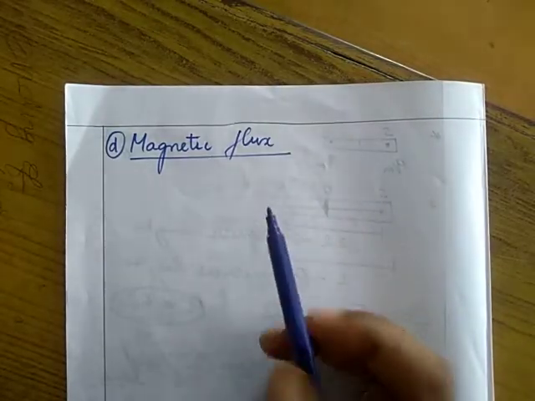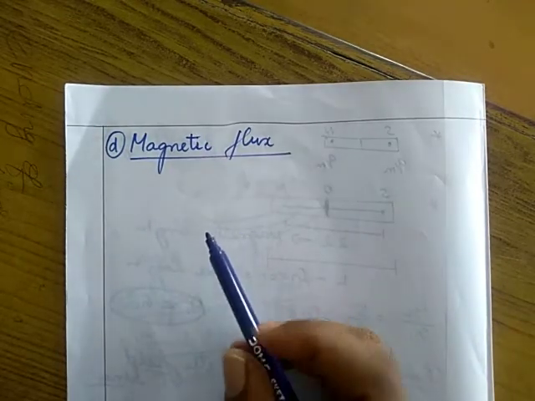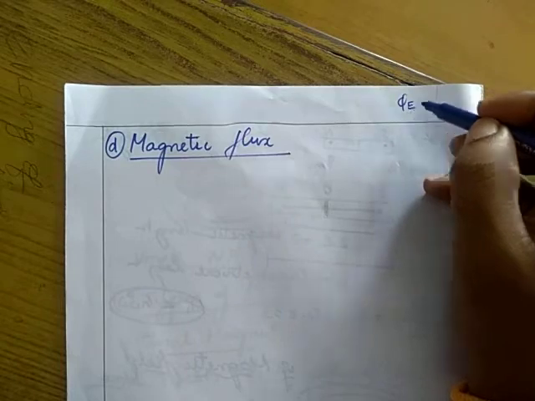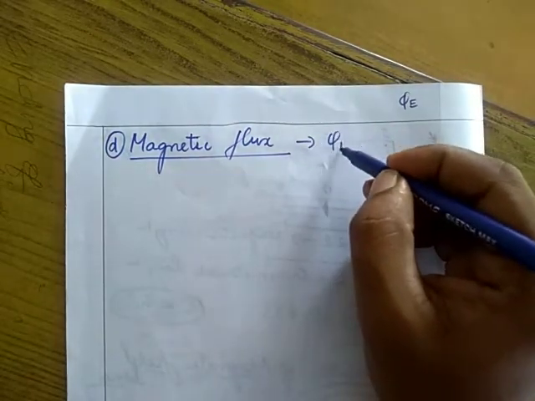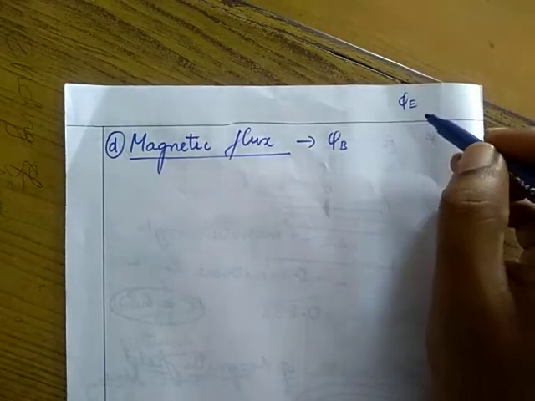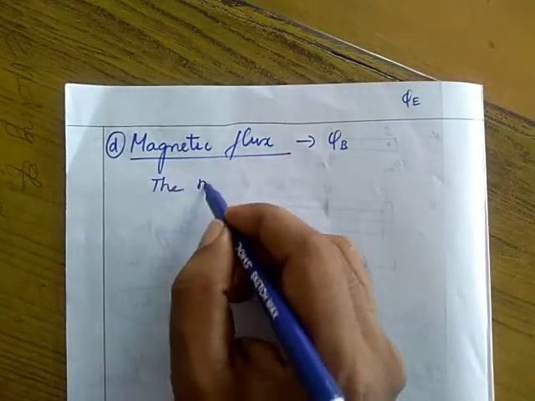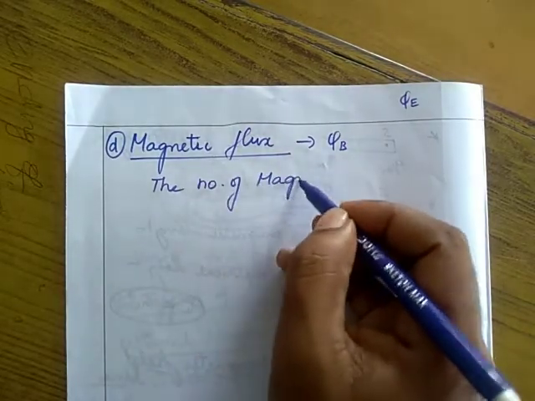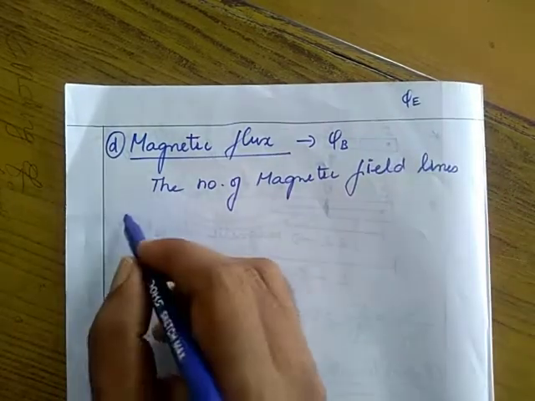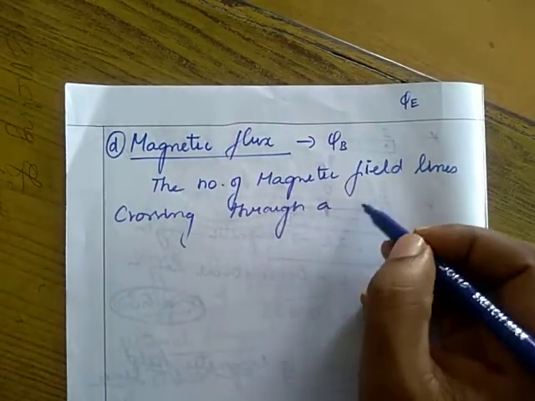Our next property is magnetic flux. In electrostatics we already learned about electric flux. Electric flux is represented as phi E. Here magnetic flux is represented as phi B. Electric flux is defined as the number of electric field lines crossing through a given area. Similarly, magnetic flux is defined as the number of magnetic field lines crossing through a given area.